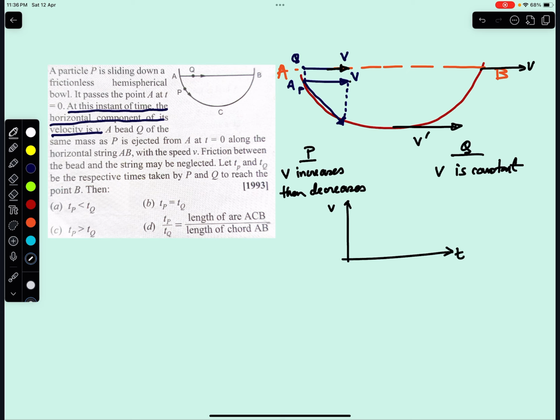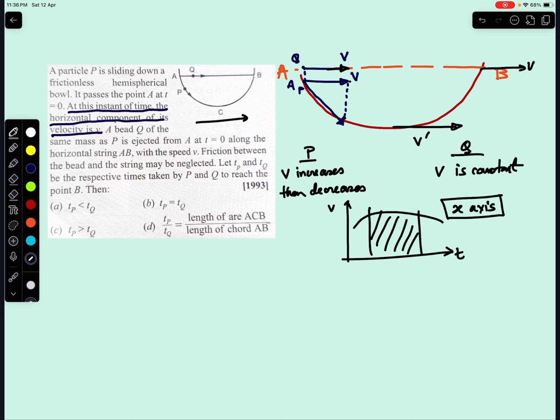in a v-t graph, the area under the v-t graph is the displacement. So we are concerned about the x-axis displacement. The x-axis is here. We are not concerned about the y-axis. So for particle P and for particle Q, we draw the v versus t. Now at start, this is v, and then it will increase to how much? This will be, as I said, v dash at the bottom, and then back to v again.